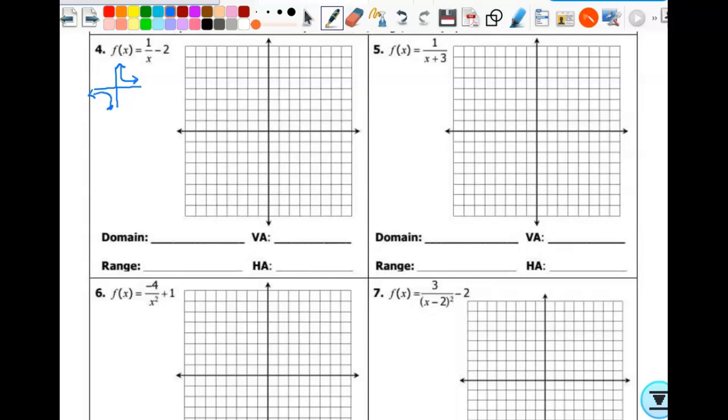No. So that means that asymptote that's at x equals 0 is still at x equals 0. But it does get shifted down, right? So the horizontal asymptote that was at y equals 0 gets shifted down. So now that's at y equals -2. So then we want to graph those. I have x equals 0 and y equals -2.